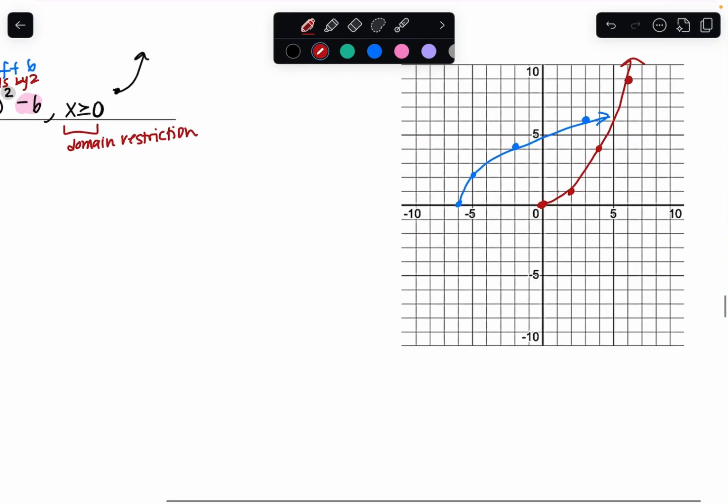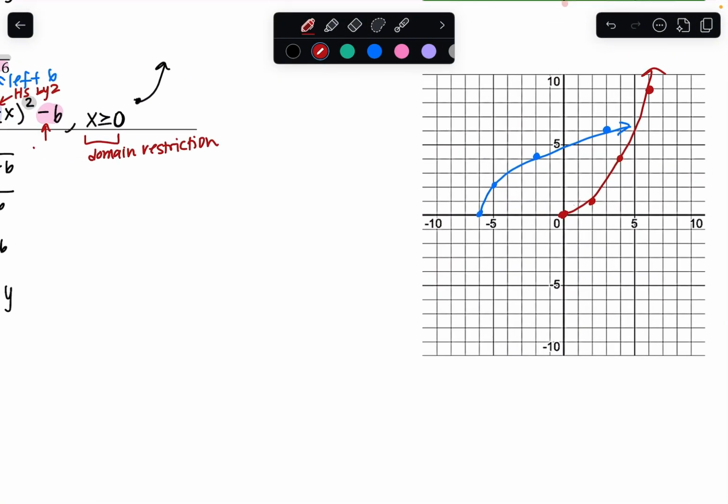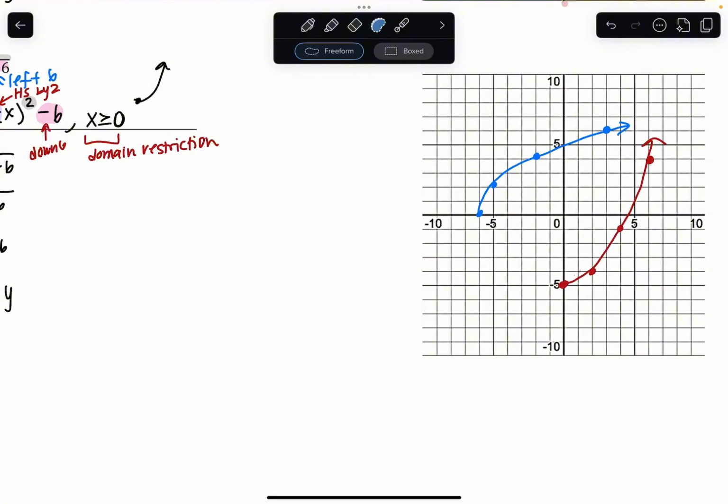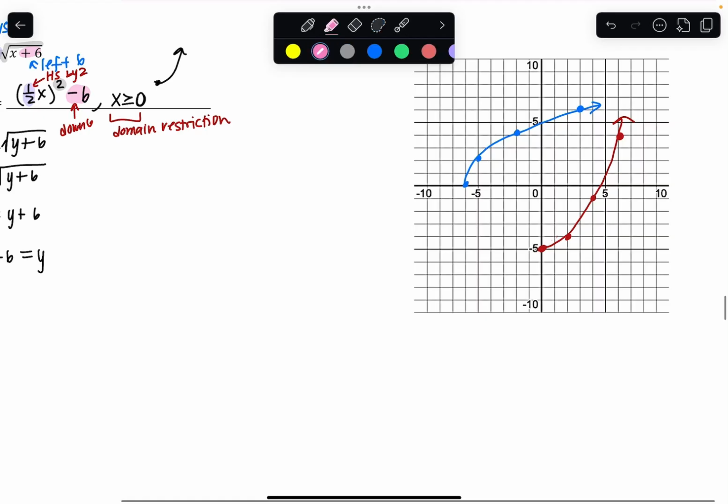And then our last step is to move it down 6. So take this graph and move it, oh no. Down 6. So now it's at (0, -6). Okay, and then you can tell this is a reflection across the y equals x line.